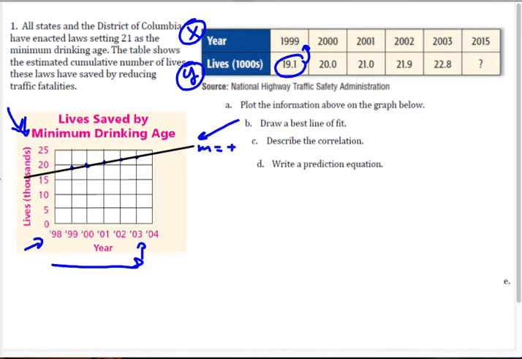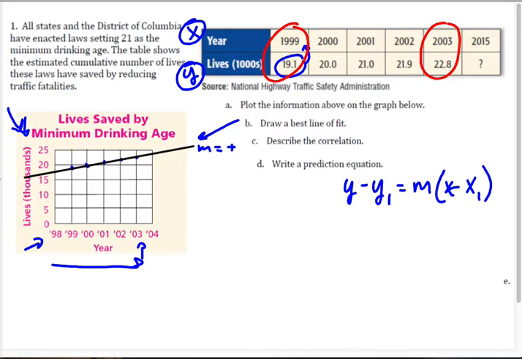Write a prediction equation for the graph. Well, that's where we get into this: y minus y sub 1 equals m times x minus x sub 1. Okay, so we need a couple points. Now, all the points of data are points on this line, so I could pick any two and I would have a pretty good linear equation. A lot of times I say, hey, pick the smallest year and the largest year and find your slope that way, and use those points to find your prediction equation, or in this case, your linear equation.